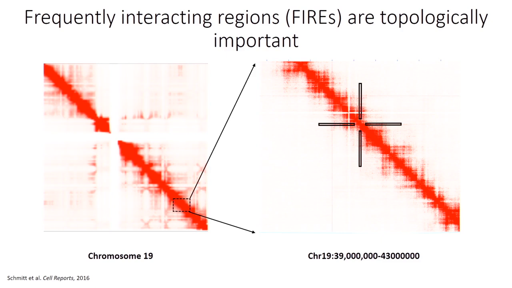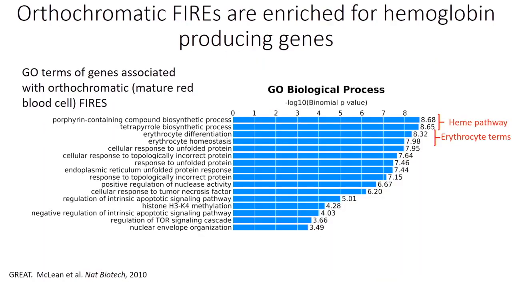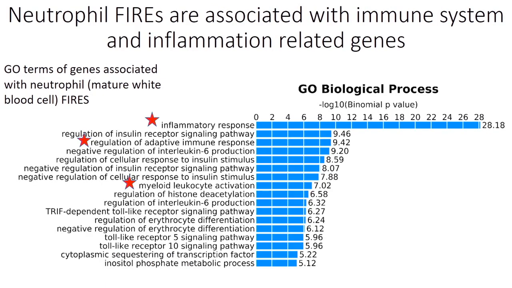So we can systematically identify these FIREs at all of the different stages. And the interesting thing is that if you just take the FIREs, pull out the genes that are in them, and run them through one of these gene ontology tools like GREAT, you'll see immediately that the terms that pop out are exactly the kind of things that you'd expect. Heme pathway and various erythrocytic terms for the red blood cells. For the white blood cells, you see things like inflammatory response, adaptive immune response, leukocyte activation, and so on.